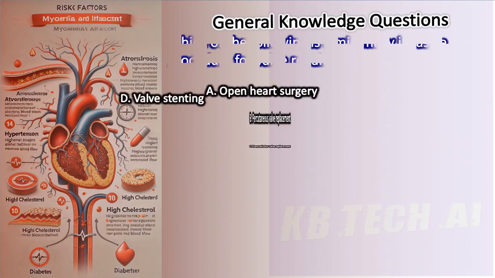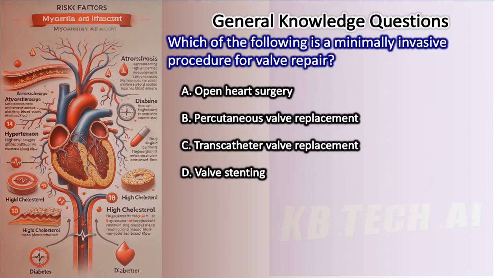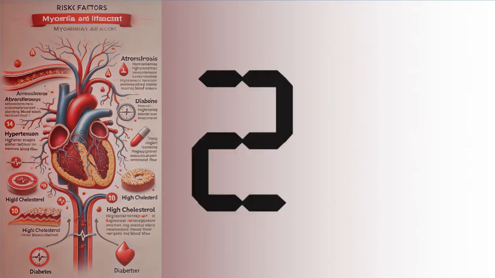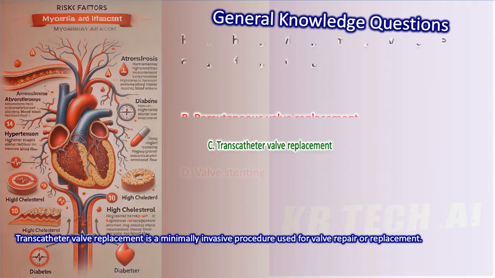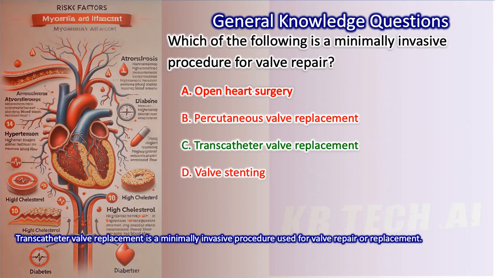Regurgitation. Which of the following is a minimally invasive procedure for valve repair? Option 1. Open heart surgery. Option 2. Percutaneous valve replacement. Option 3. Transcatheter valve replacement. Option 4. Valve stenting. The answer is option 3.